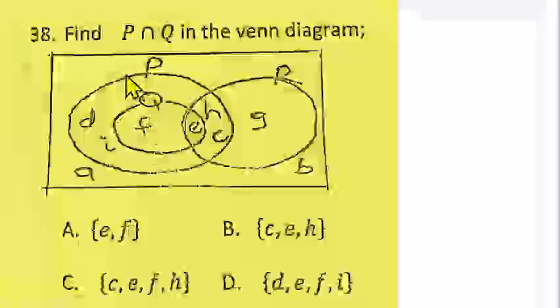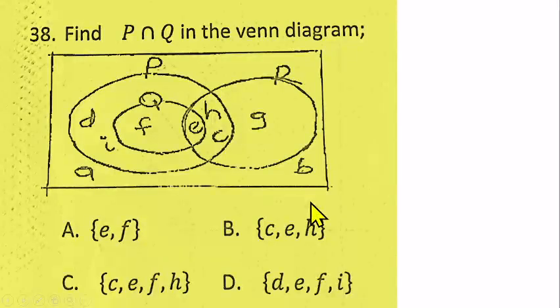Question number 38 is from Venn diagram. Venn diagram is related to set theory. You have to find P intersection Q in the Venn diagram. We have set P here, which is represented by this circle, and the elements in P are D, I, F, E, H, and C. Then we also have set Q. Inside set Q, we have elements F and E, and we can see that set Q is also inside set P.